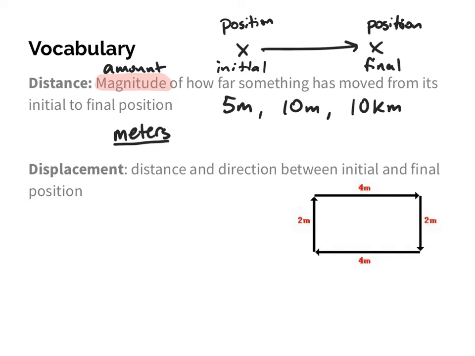Now, we can also refer to something called displacement. Displacement is very similar to distance. The only difference is that we are going to indicate direction and pay attention to direction when we refer to displacement. So displacement you will see, for example, as 5 meters again, but instead of just 5 meters, you're going to have a direction attached to it. So 5 meters east.